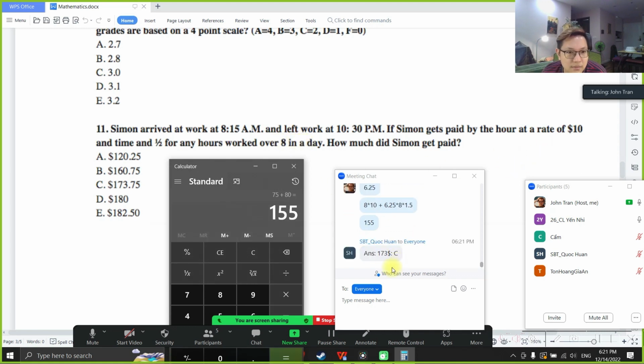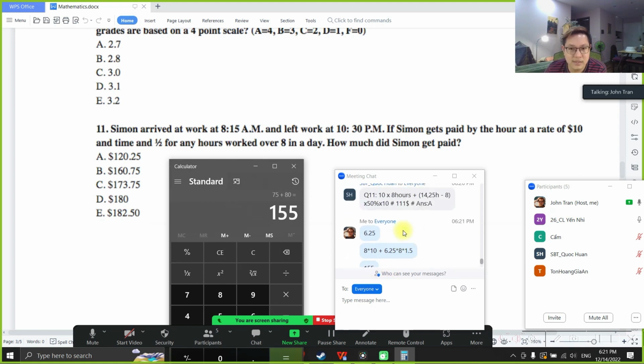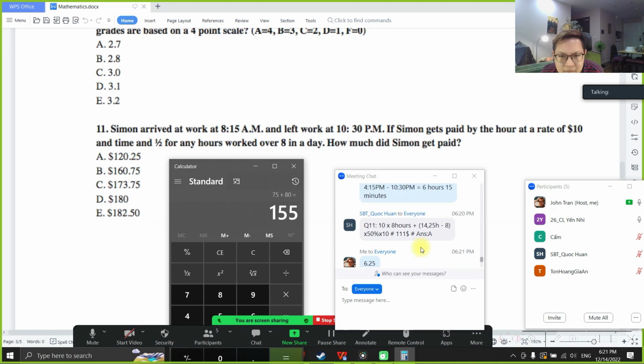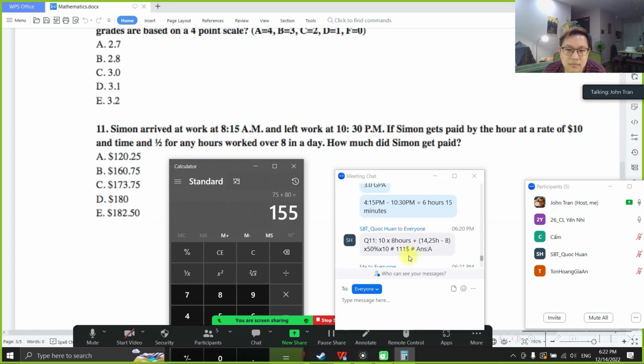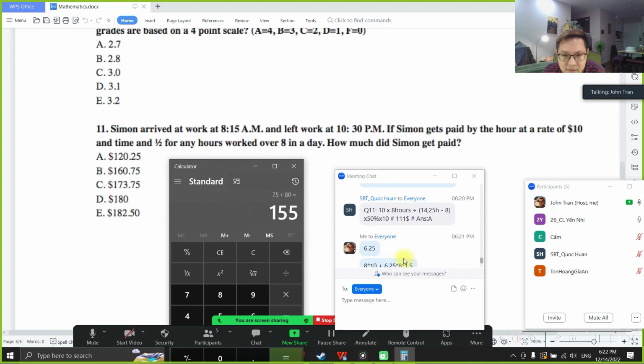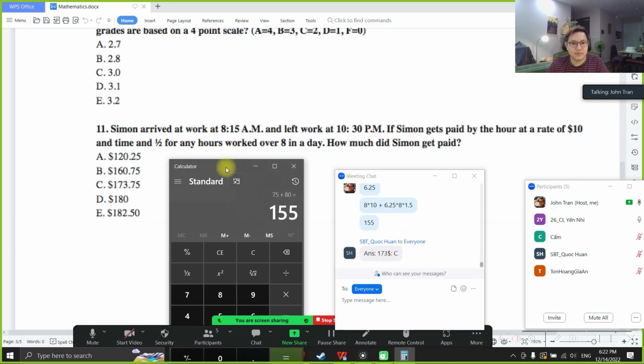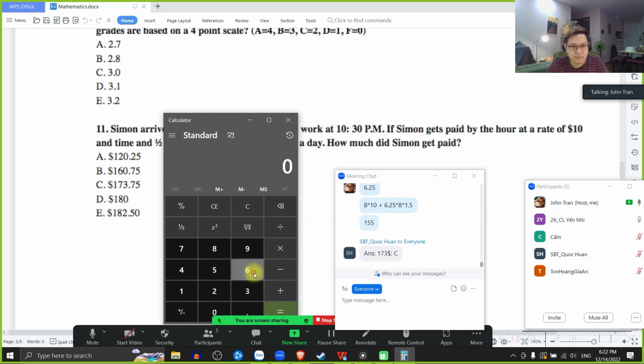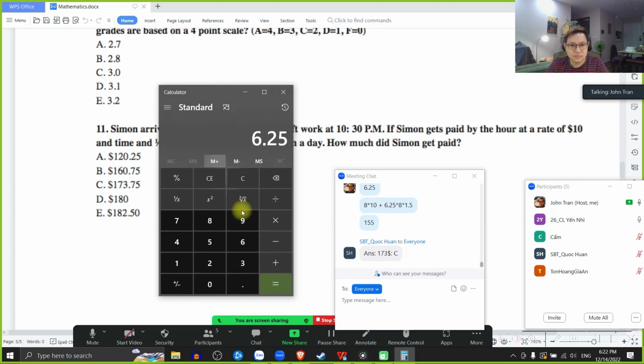$10. Okay. Moment, I think I got something wrong. Oh, you know, sai. There's something wrong. Okay. 6 hours, 15 minutes. Okay, 6.25. I think I did something wrong. Let me say sai. 0.25 nhân cho 8 nhân cho 1.5 cộng cho okay 80 plus 80.